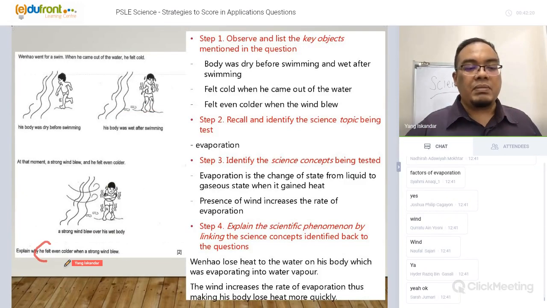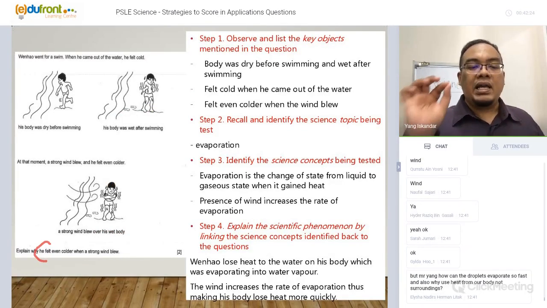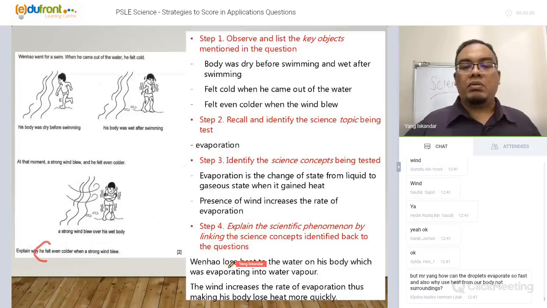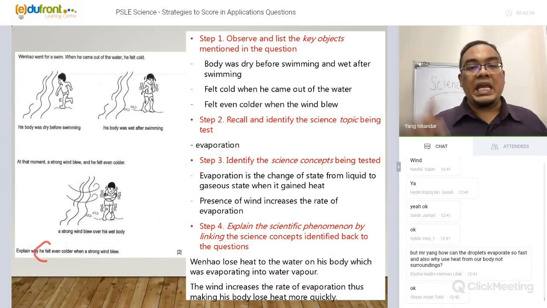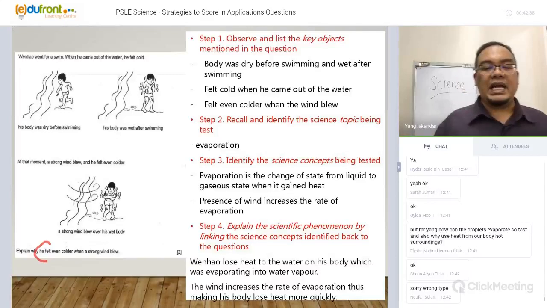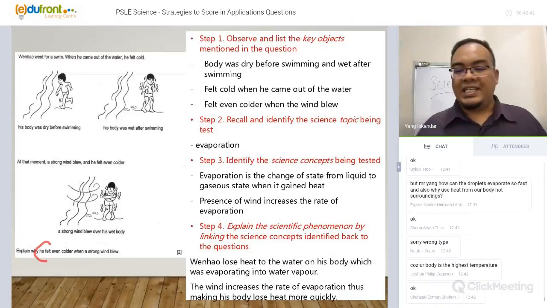So eventually you need to be able to answer why Wen Hao feels cold. That's the keyword there. Why does he feel cold when the strong wind blows, right? So Wen Hao loses heat to the water on his body, which is evaporating into water vapor. So what happened when there was wind? The wind increases the rate of evaporation, thus making his body lose heat even more quickly. Okay?